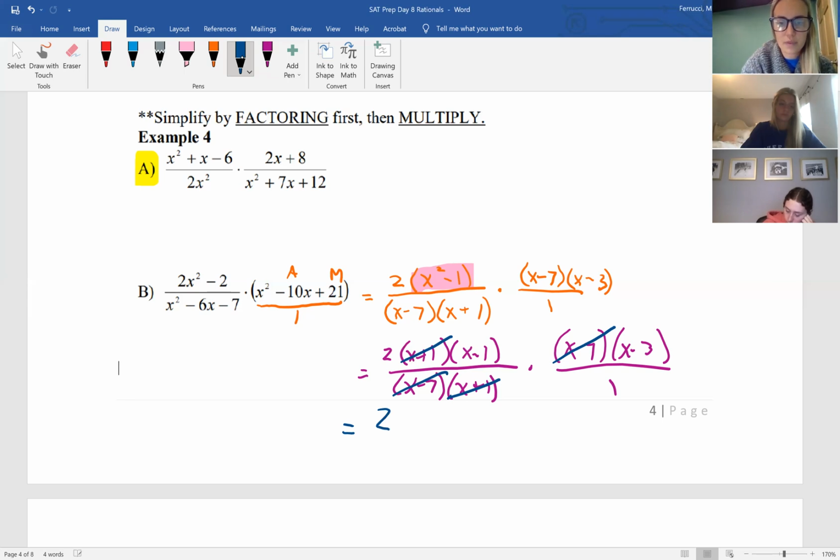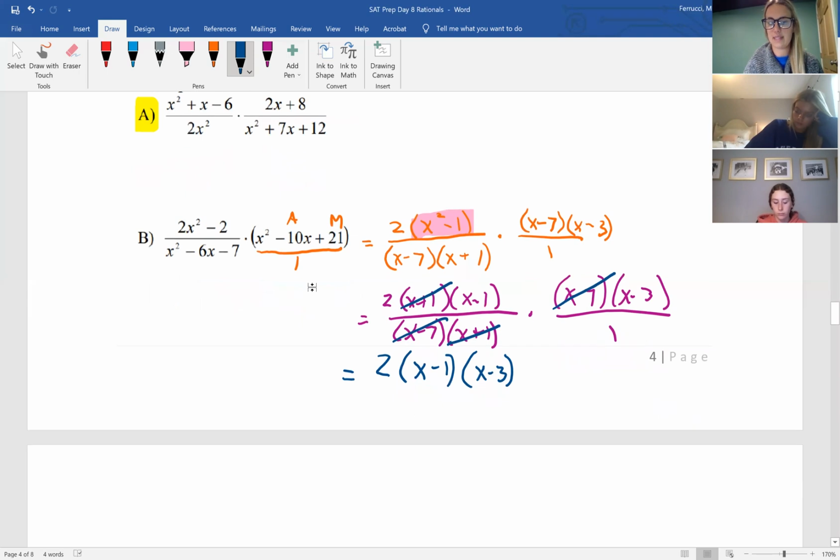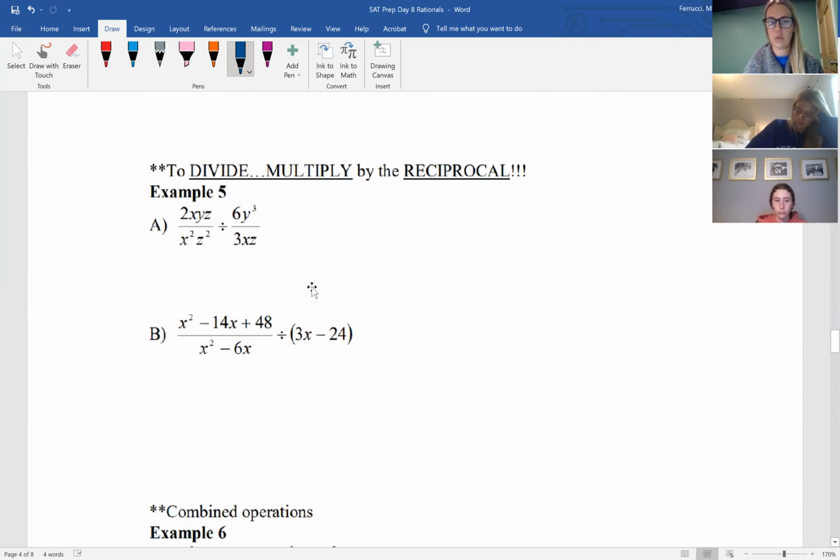So overall, we just multiply everything that we have left over on the top, and the bottom is just 1. So you're just left with 2 parentheses x minus 1 parentheses x minus 3. And that's as simplified as you can get that. Okay. So A and C are very similar to that. You'll want to try that.